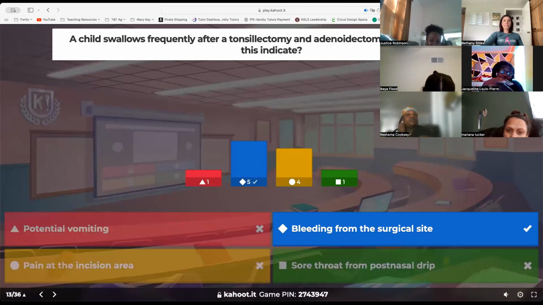Swallowing frequently after a TNA is going to be an indication of bleeding from the surgical site. So we'll definitely want to do an assessment, make sure that we don't see any bleeding that needs to be cauterized.